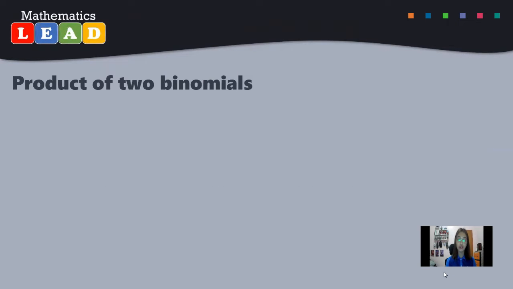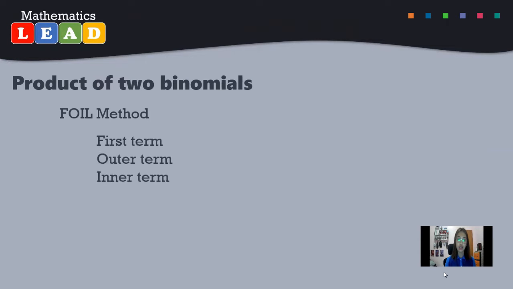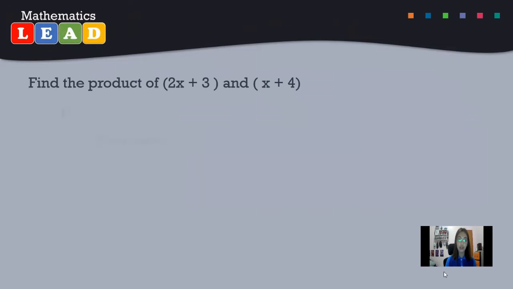It is more convenient to solve the product of binomials using the FOIL method. FOIL stands for the first term, the outer term, the inner term, and the last term, which is a shorter method to use more frequently. It will help you to multiply binomials mentally without going through the rigorous step-by-step procedure. For example, find the product of 2x plus 3 and x plus 4.